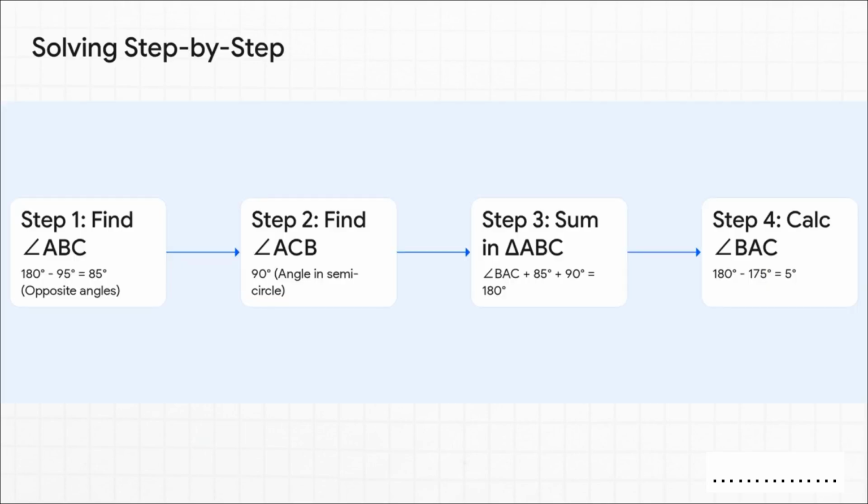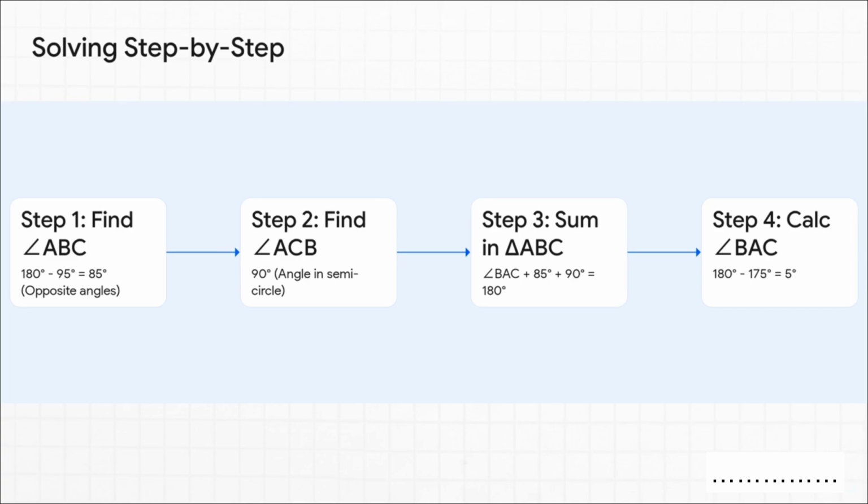First step, we know angle ADC is 95 degrees. Using property 1, its opposite angle, angle ABC, must make the sum 180. So, angle ABC is simply 180 minus 95, which is 85 degrees. Got it? Good.